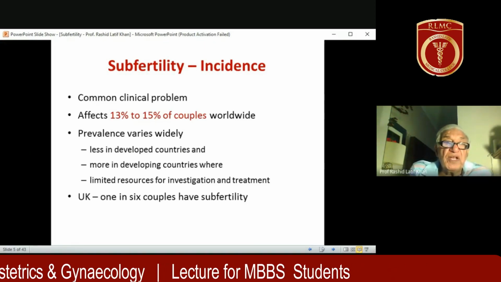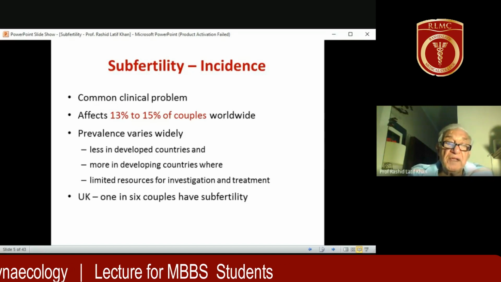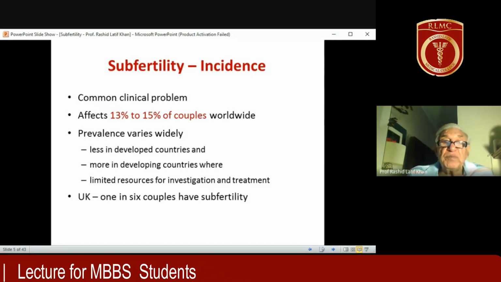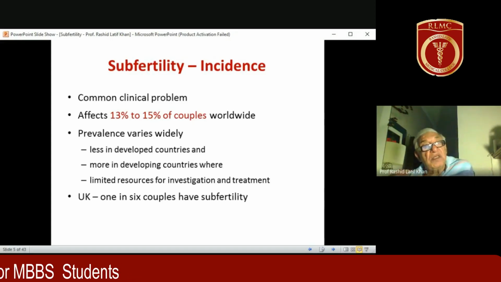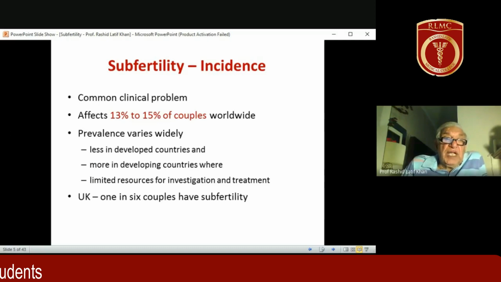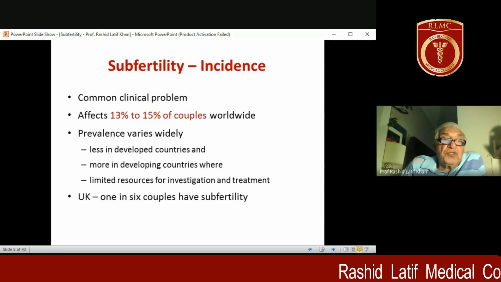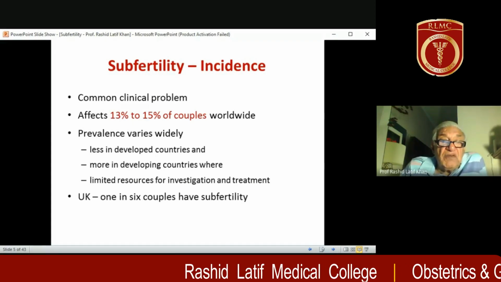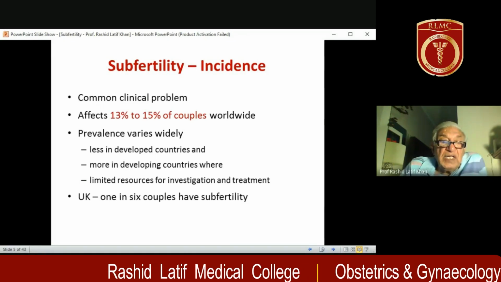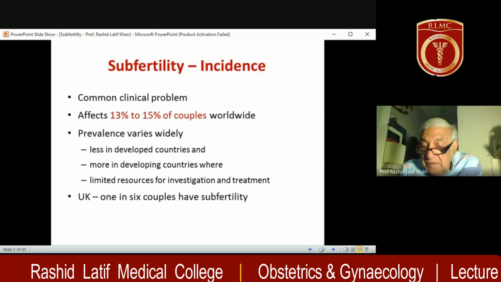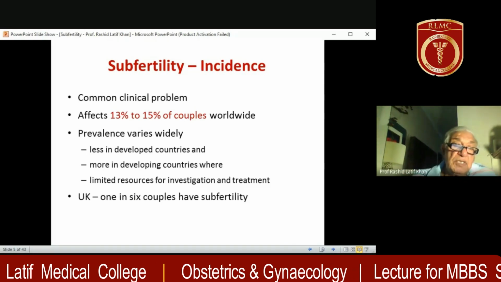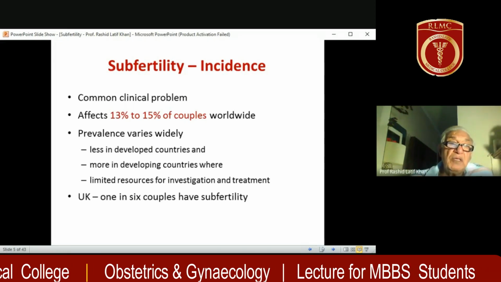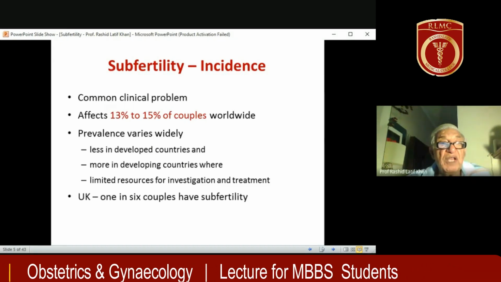The incidence of subfertility is very high, because nearly one sixth of the population, if today 100 couples get married, out of those, 16 will not conceive during their first year when they're trying for a baby. So 16% is quite common, whereas in the developing world the incidence may be even higher, perhaps 20%. So you can imagine, out of 100 couples who get married today, 20 will seek your help when they fail to become pregnant.